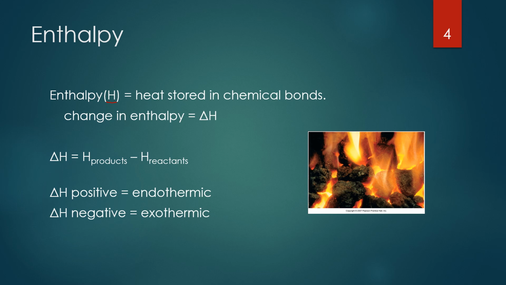Okay, so in order to form chemical bonds, energy is needed. When chemical bonds are broken, energy is released. Okay, and it is released in the form of heat energy. So change in enthalpy is what's going to help us figure out if a reaction is endothermic or exothermic. So to get change in enthalpy, it's represented by this delta H.